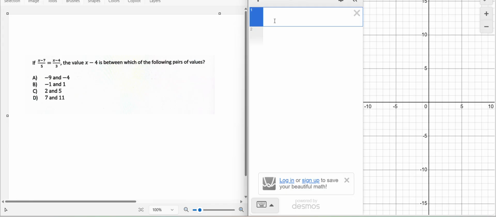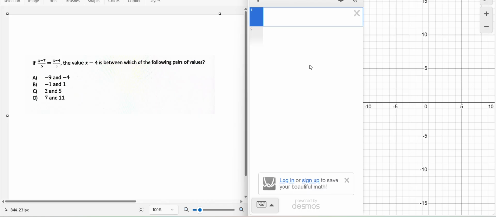If (x minus 5) by 5 equals (x minus 4) upon 3, the value of x minus 4 is between which of the following pairs of values? So what it is saying is that we need to solve this equation and take out the value of x, and then we'll put this value of x here and subtract 4, and we need to see the value of this x minus 4 lies between which pair of values.